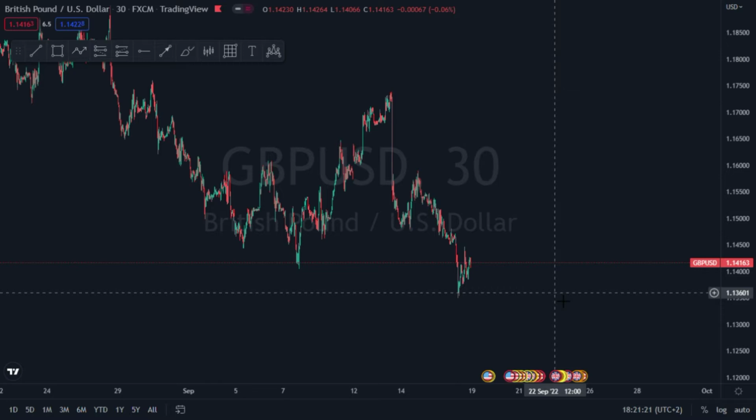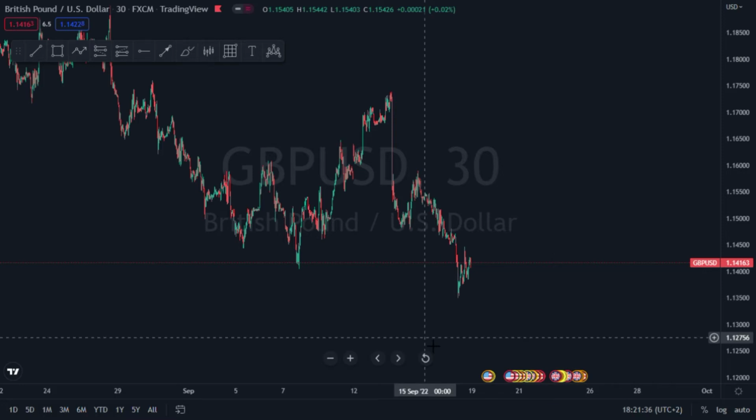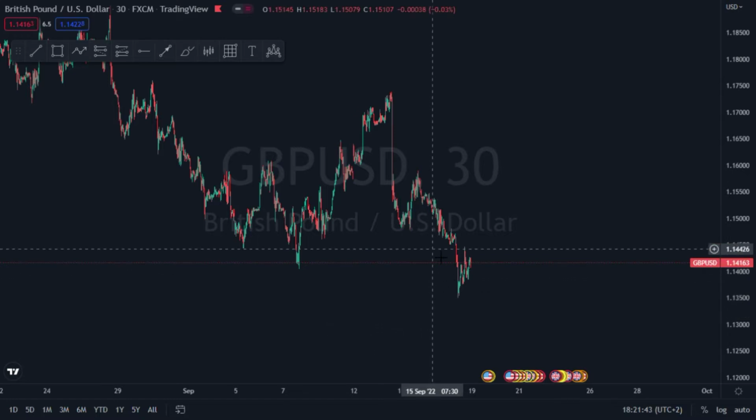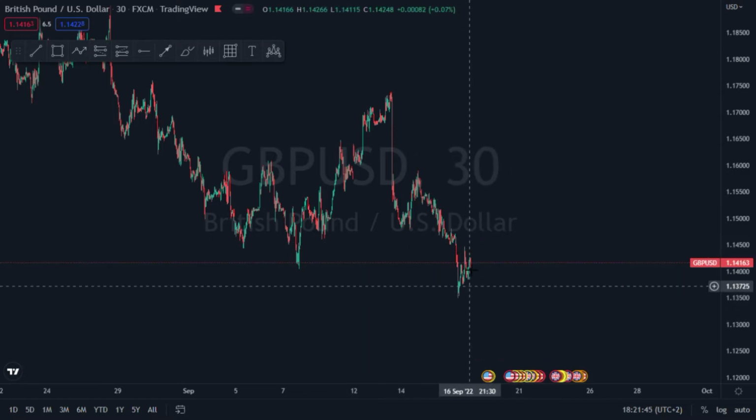So without wasting much time, what I'm looking at right here is GBPUSD. This is actually the 30 minutes time frame. So here on the 30 minutes time frame, I can see clearly how the market is behaving in the current market, right?